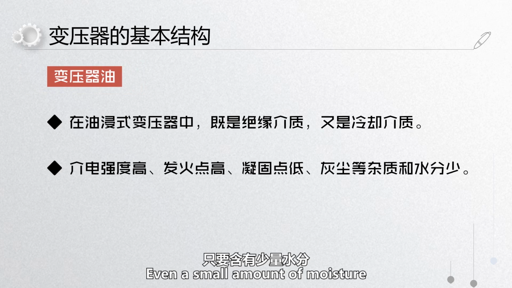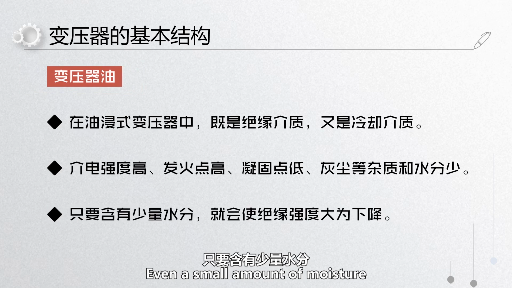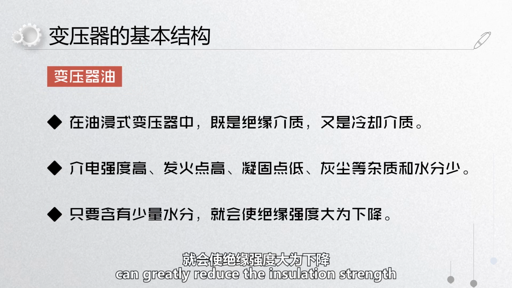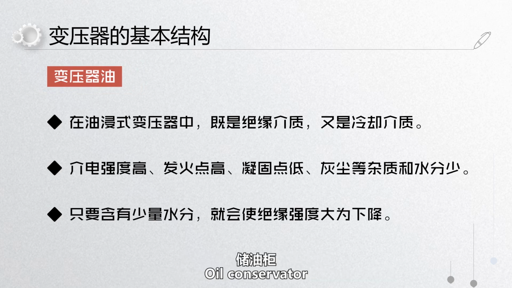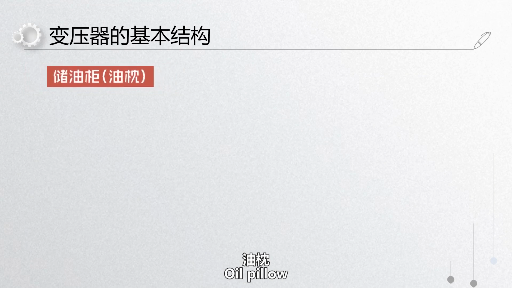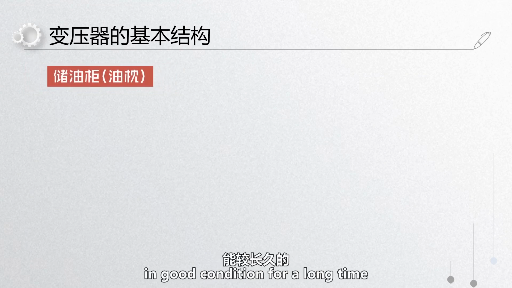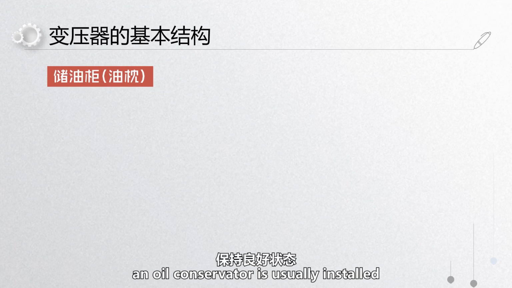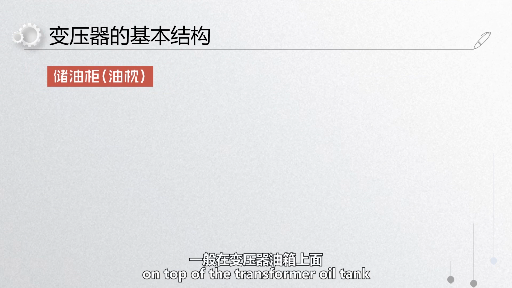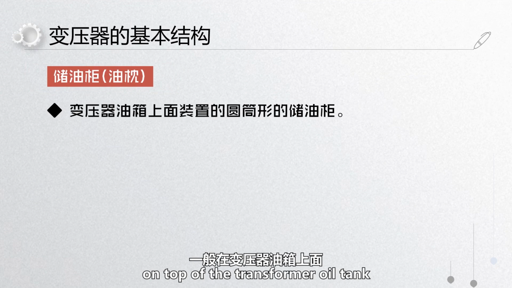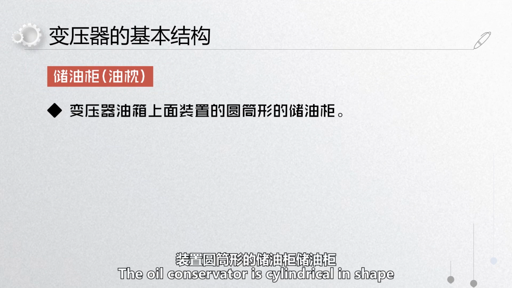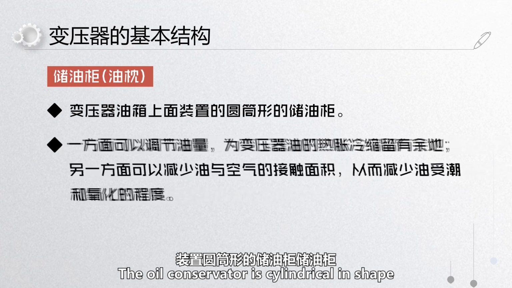Transformer oil, even a small amount of moisture, can greatly reduce the insulation strength. Oil conservator, oil pillow, to keep the transformer oil in good condition for a long time. An oil conservator is usually installed on top of the transformer oil tank. The oil conservator is cylindrical in shape.